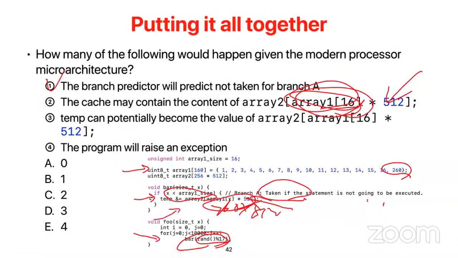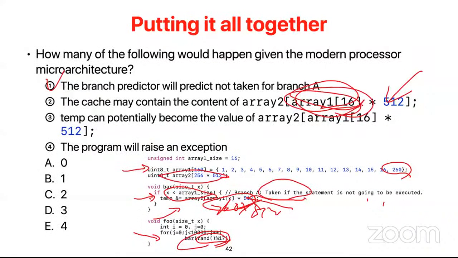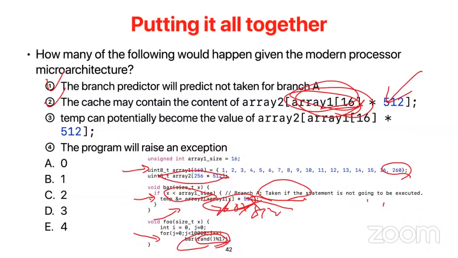But the cache would just load the content in without checking the memory, because we are just speculatively executing, and we are just fetching the address. And now as long as you have a translation for it, there shouldn't be any problem, right? As long as that's a valid address, the cache may contain the content of array 2. It may be in a cache. However, it turns out that this branch is mispredicted, so we will not assign 10 to that value.